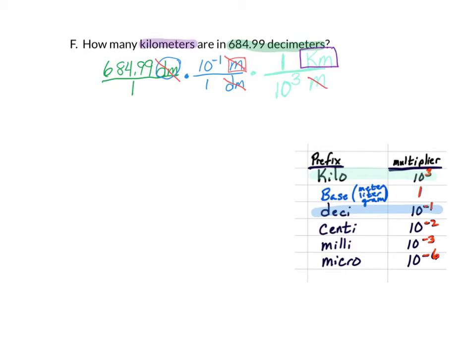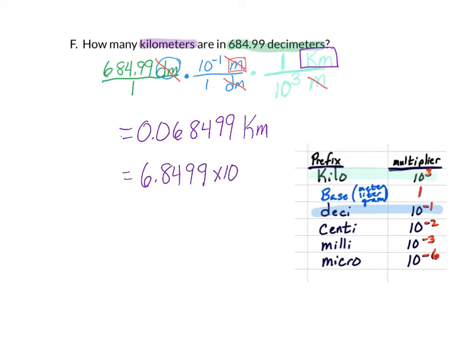Let's just put that into our calculator now. You type in 684.99 divided by 1 times 10 to the minus 1 divided by 1 times 1 divided by 10 to the third. And that gives us 0.0688499 kilometers, or in scientific notation, 6.8499 times 10 to the negative 2 kilometers.